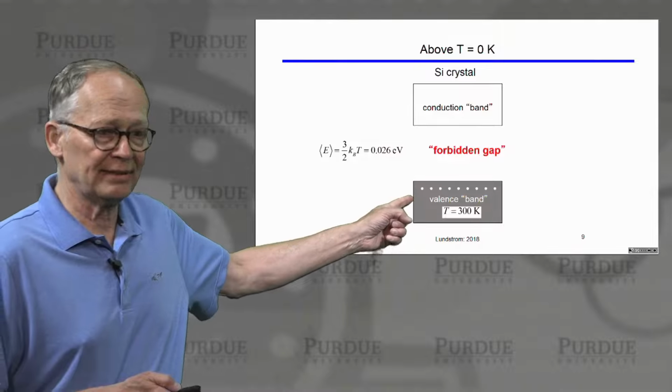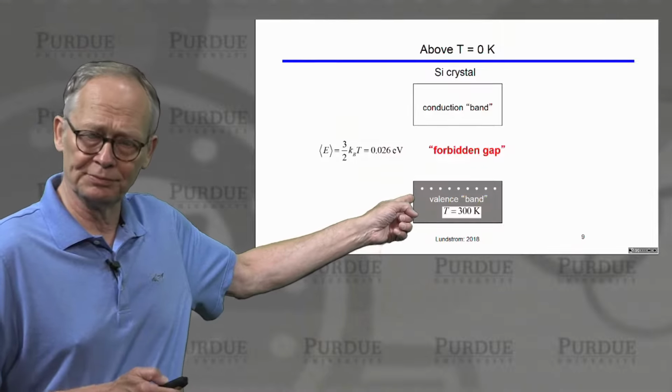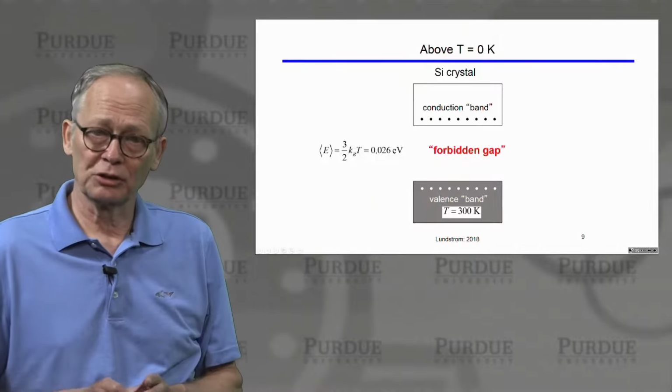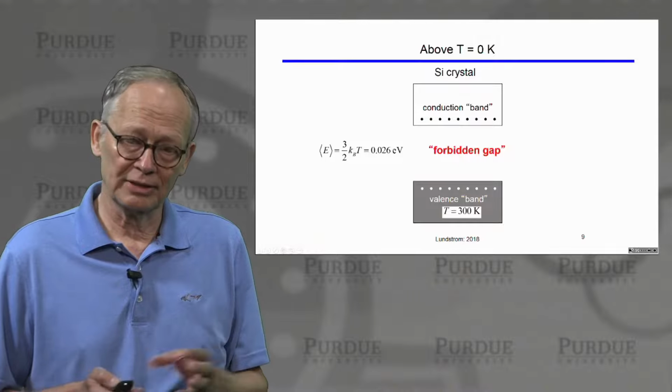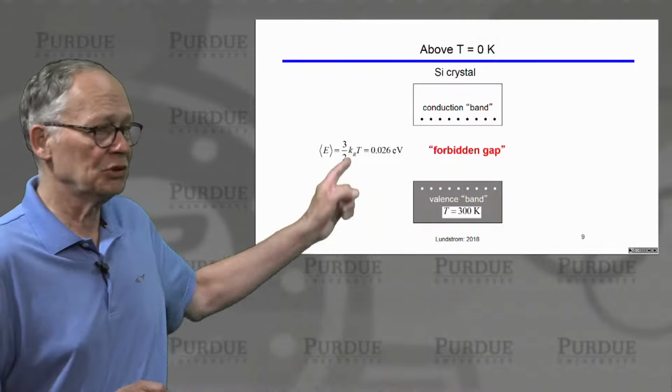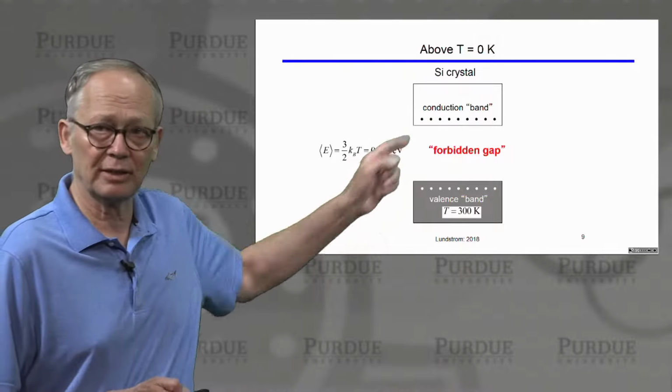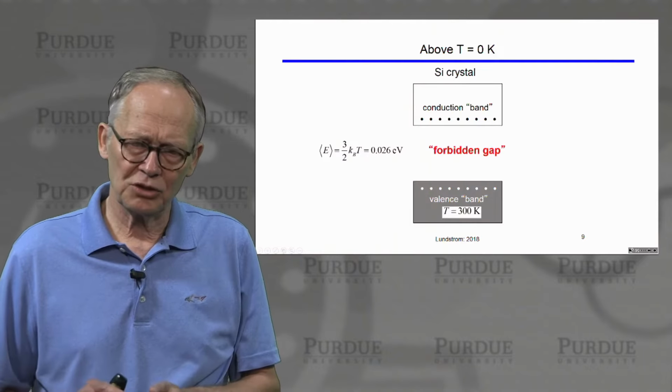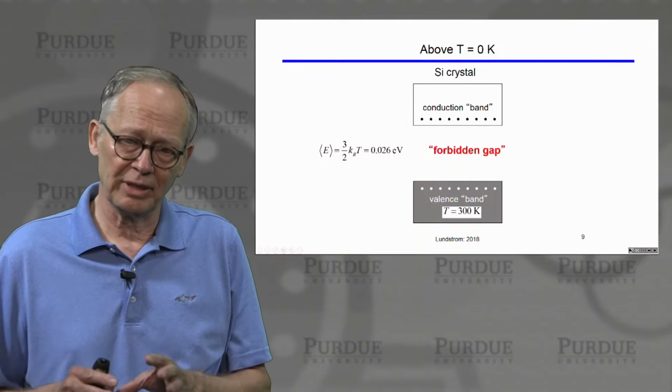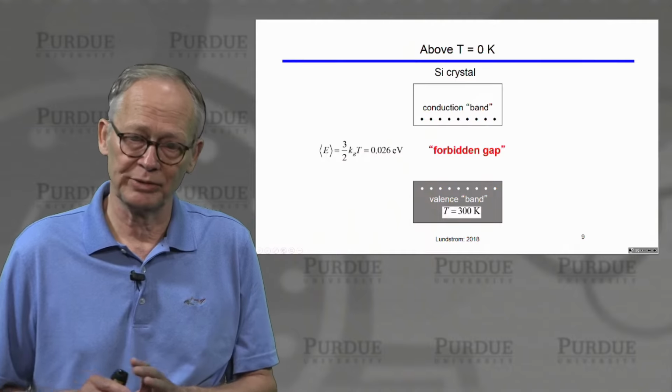There are some empty states in the valence band, just a few. And where do those electrons go? Those electrons have gone to the conduction band. So we now have a few electrons in the conduction band. So this is the situation for a typical semiconductor crystal at room temperature.